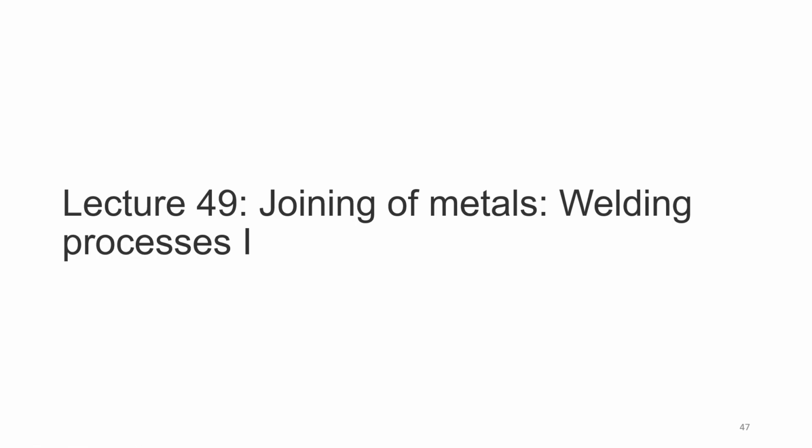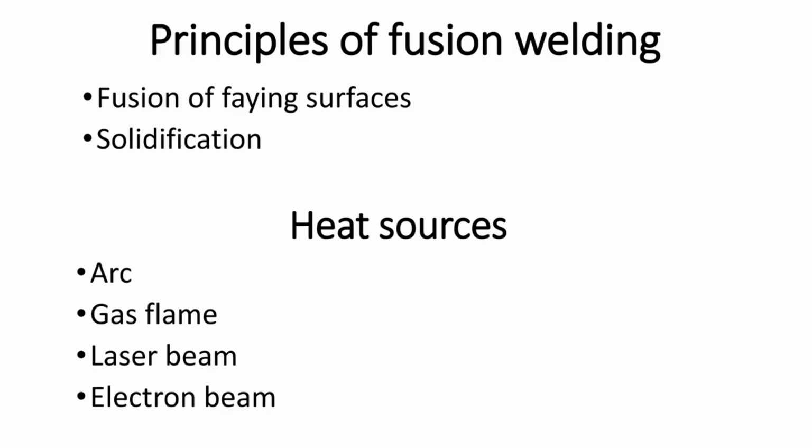Now chapter 49, welding processes. First is the principle of fusion welding. In this case, there is fusion of the faying surfaces and then subsequent solidification. In fusion welding, you will have melting of the filler metal as well, and also some partial melting of the base metal. After that, subsequent solidification.